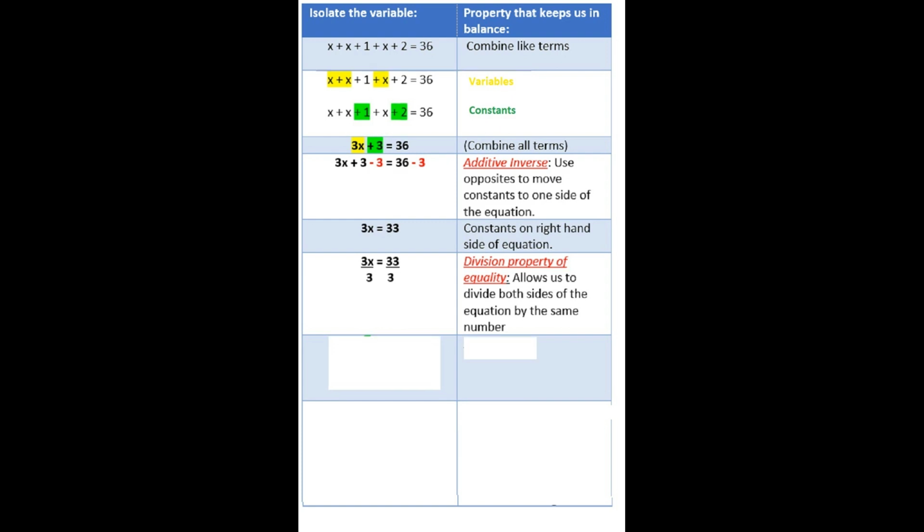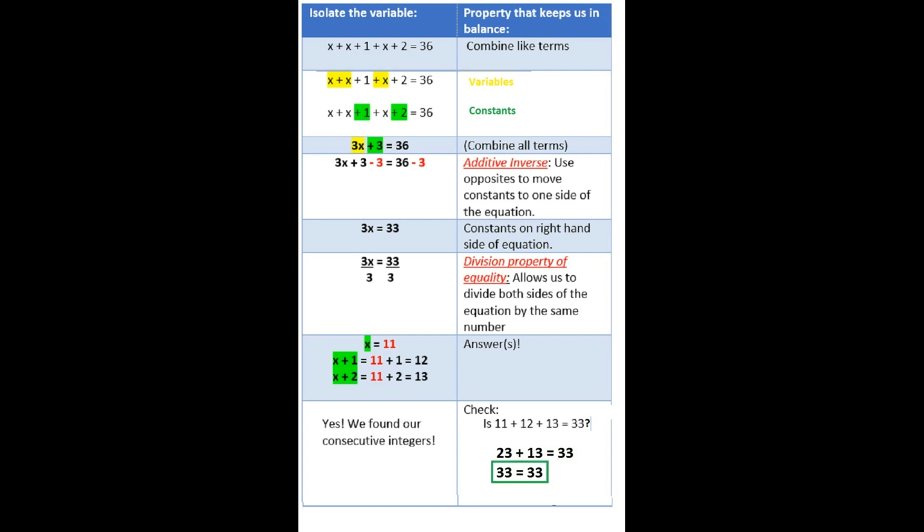All right, you're going to notice that x equals 11, but x plus 1 is 12, and 11 plus 2 is 13. So it's 11, 12, and 13. Now, does that add up to 33? Let's see if this algebra stuff works out. 11 plus 12 is 23. 23 plus 13 is 33. Yeah. So we found our 3 consecutive integers that add up to 33.